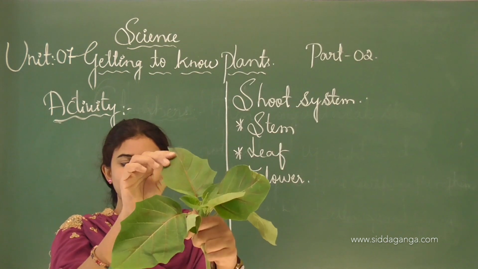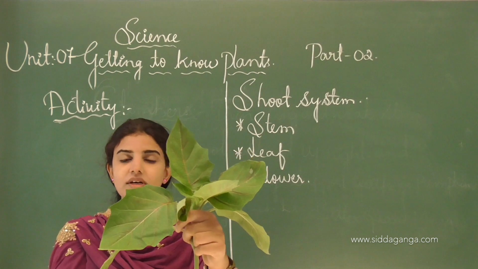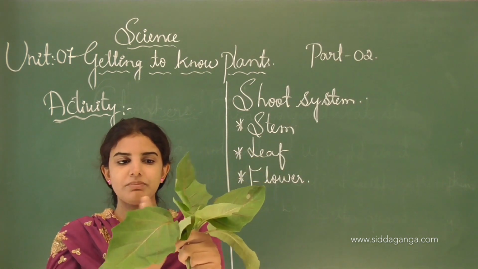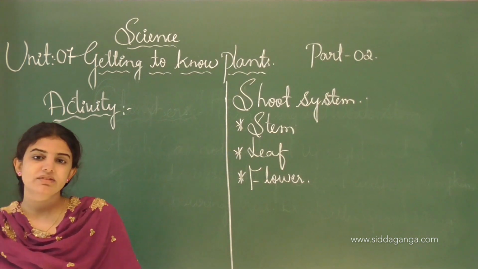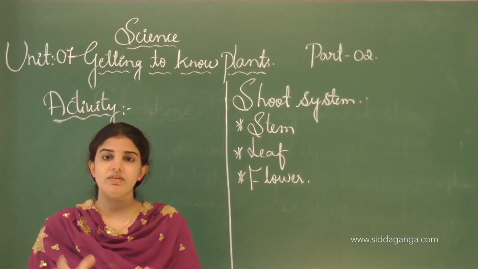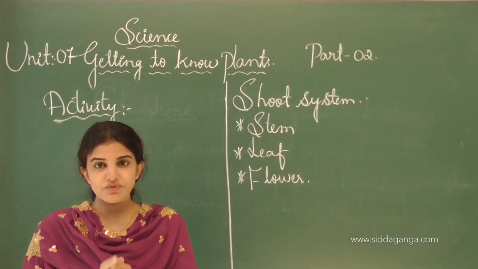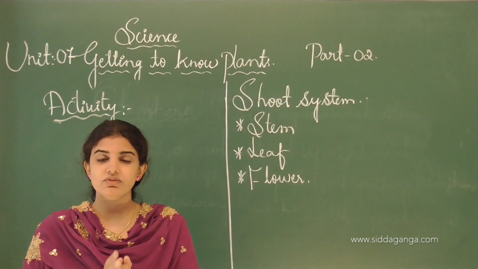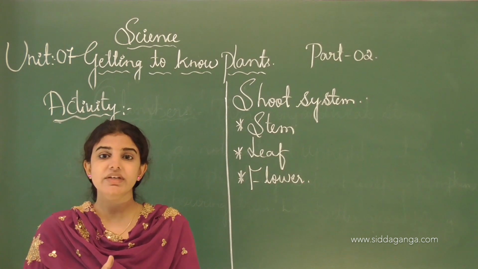This is due to the absorption of water by the stem, which supplies it throughout the plant's body. In the stem there are conduction tissues, that is xylem as well as phloem. Xylem will conduct the water whereas the phloem will conduct the food.